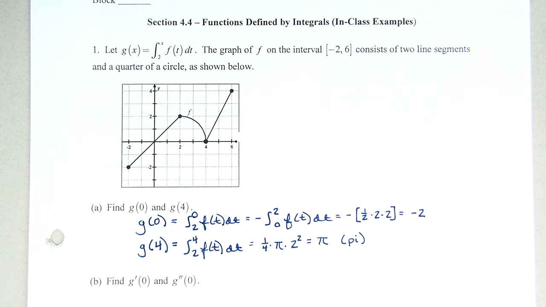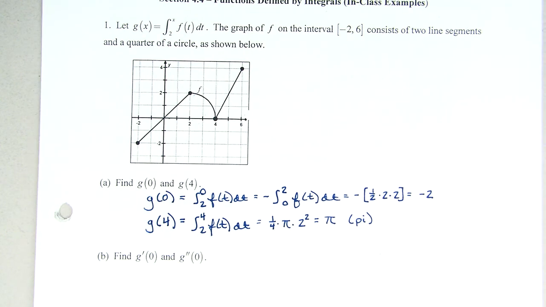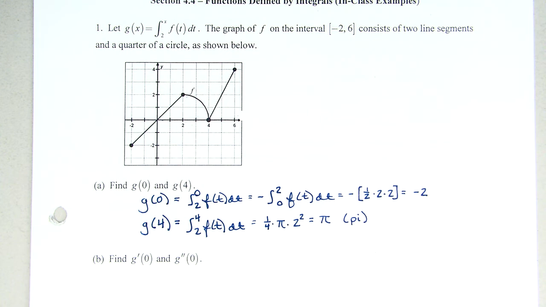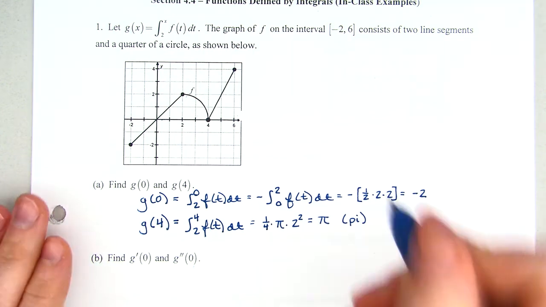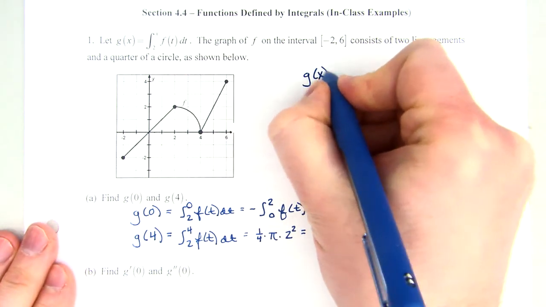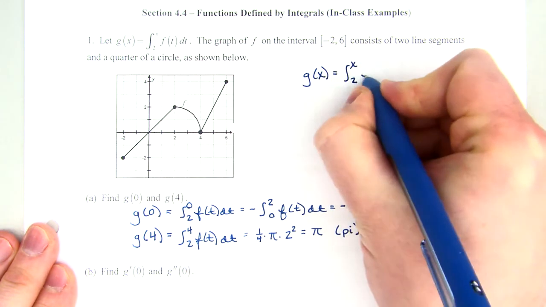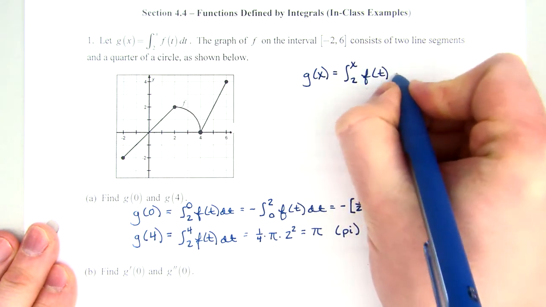But now we start getting into some new things. Part B, I want to find g prime of 0, so the derivative of my function defined by an integral, and g double prime of 0, the second derivative of my function defined by an integral. Before we go on to that, we need to get a couple formulas down. G of x is the integral from 2 to x of f of t dt. That's the formula that I gave you.